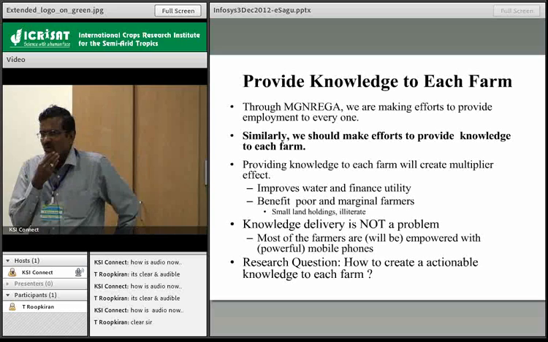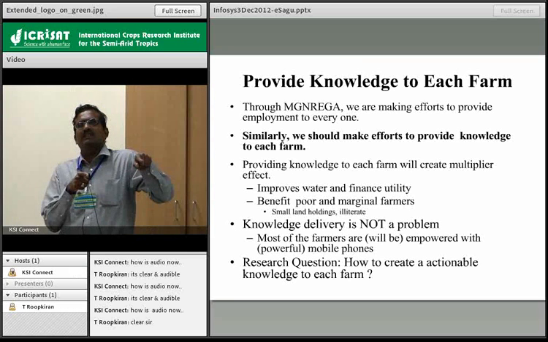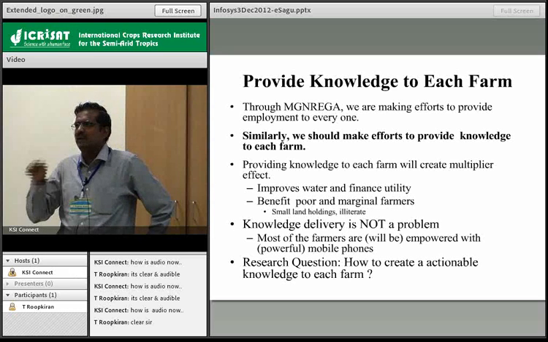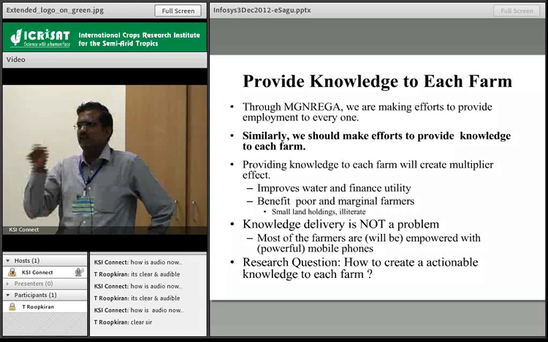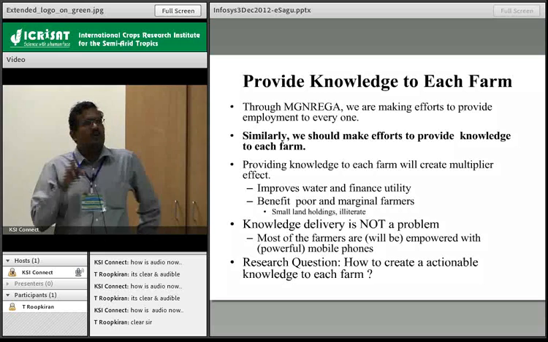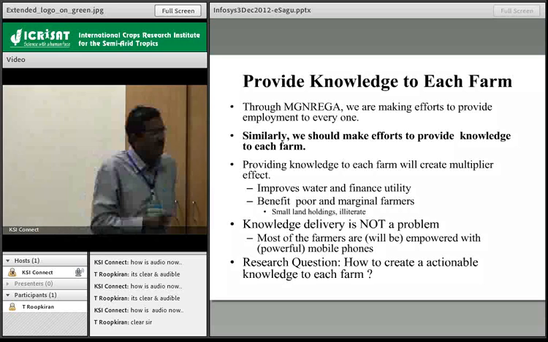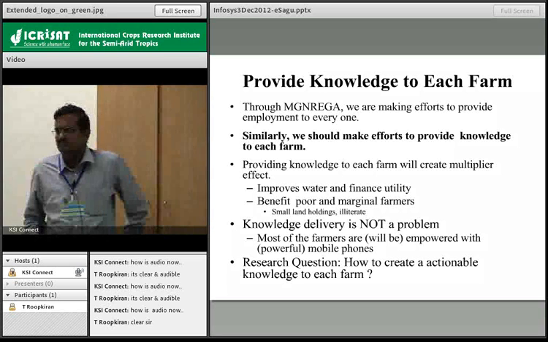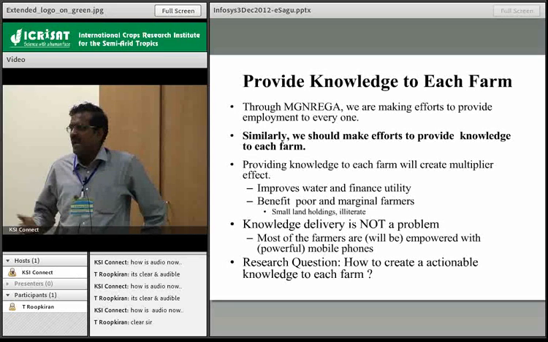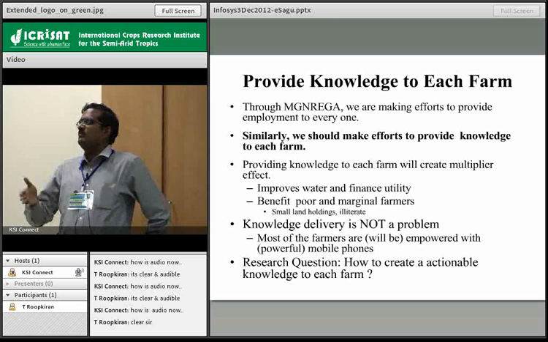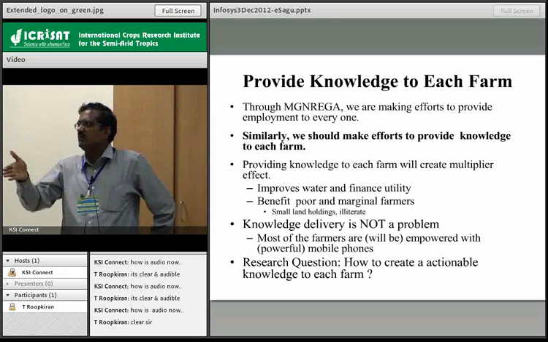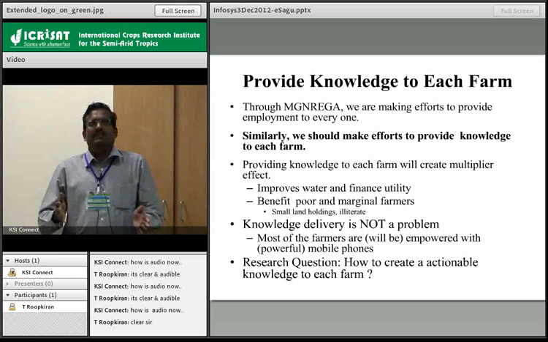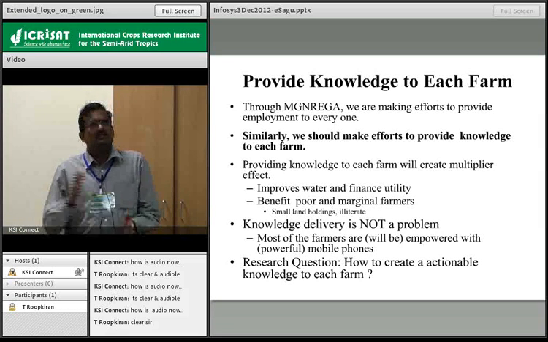No. 20 years back, we would have asked the same question, that provide employment to everybody, and we would have laughed at it. Now we are providing 100 days of employment to everybody in India. When you can provide 100 days of employment to everybody in India, why don't you build a system to provide knowledge to every farm? It will bring major impact, compared to providing employment to everybody. How long will you provide 100 days of employment? Like MNREGA, we have to start several such systems now.